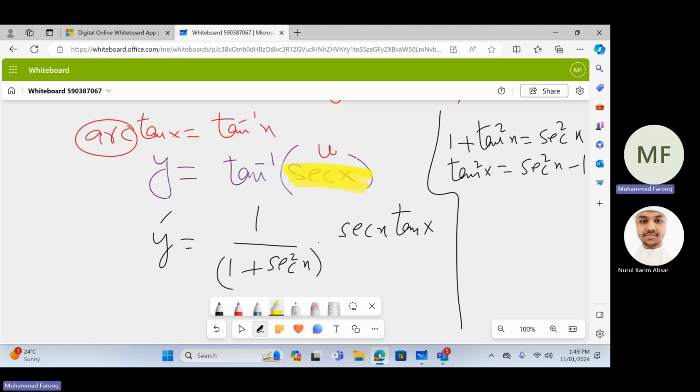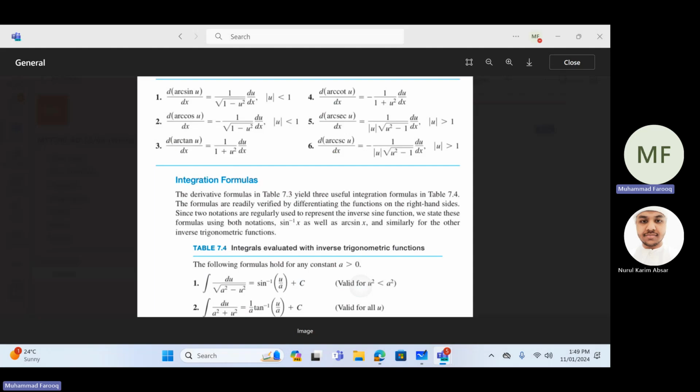So the derivative of sec 2x? No, only secant x. Derivative of secant. This is u: 1 over 1 plus u squared as per the formula, multiplied by the derivative of u. So our u is secant, and the derivative of secant is secant tan. Is that clear? So you understand my point? I'm just saying that in this formula sheet, this u is basically representing that.